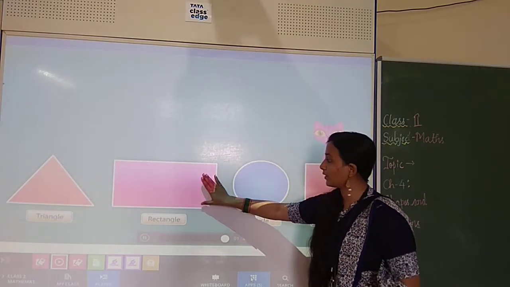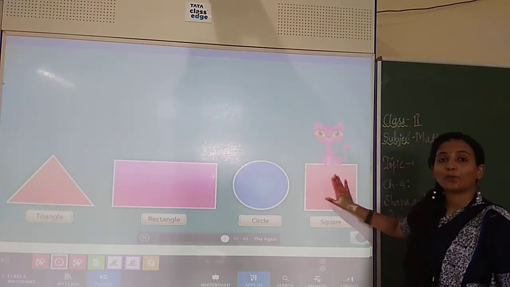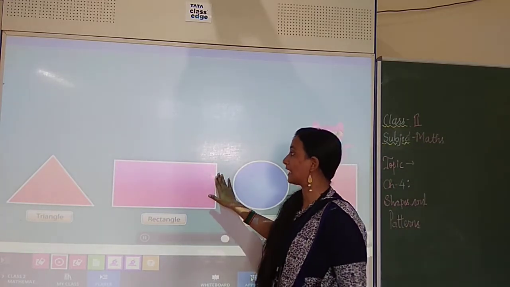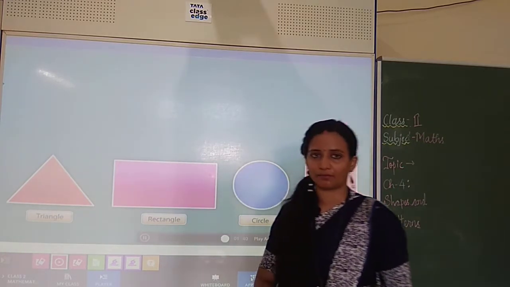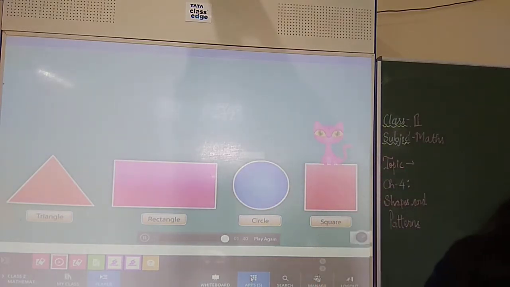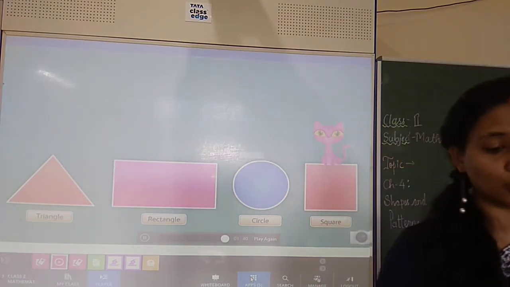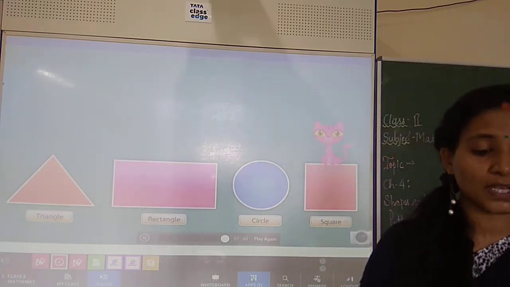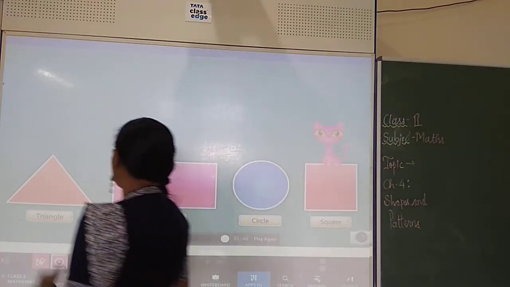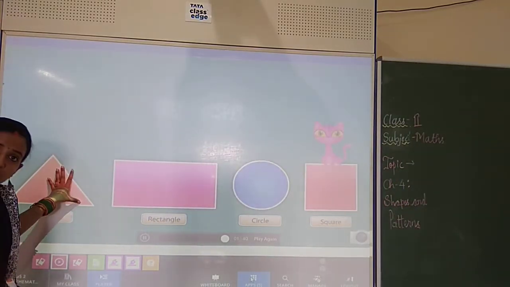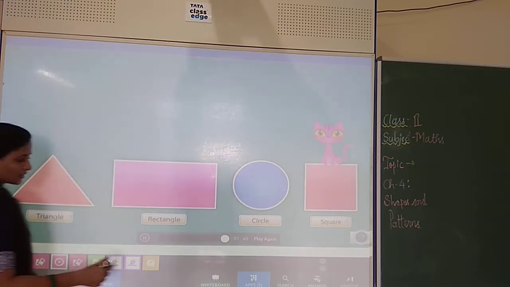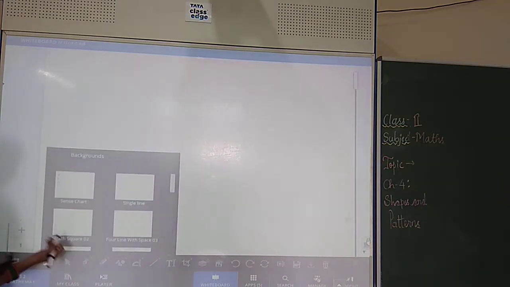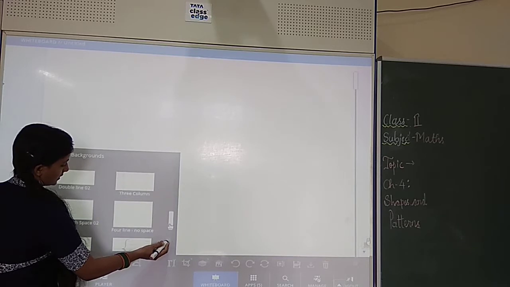What is the difference between rectangle and square? Square has all sides equal, but rectangle has opposite sides equal. Okay. Now, when you see the notes which I have sent you, there we have made plane shapes. Plane shapes mean two-dimensional shapes. These all are two-dimensional shapes. So, we'll start with our topic, that is plane shapes or two-dimensional shapes.